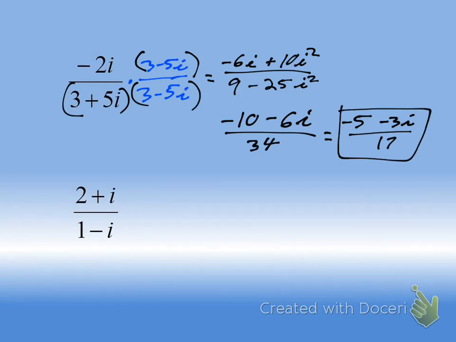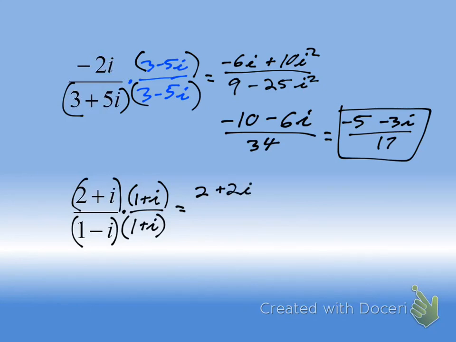Okay, the bottom one you have 1 minus i, so that conjugate is 1 plus i. What's different about this one? You got binomials top and bottom on this one, so you got to FOIL twice now. But no big deal, same process. So you get 2 plus 2i plus i squared all over 1 minus i squared.